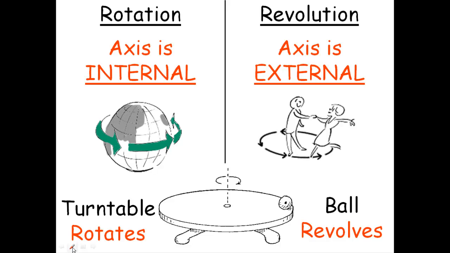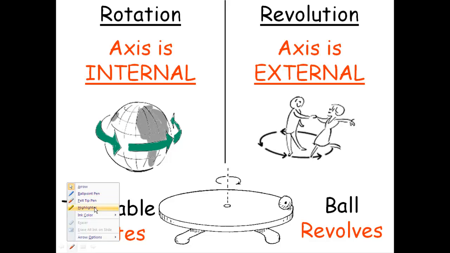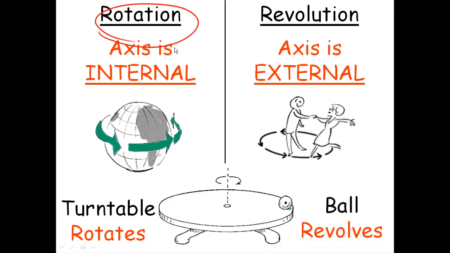First off, we need to talk about two types of circular motion: one being rotation and the other being revolution. Often people interchange them, but truly there's a difference. You can always think of it as the Earth rotates on its axis. Notice the axis is inside the Earth. Well, the Earth revolves around the Sun.